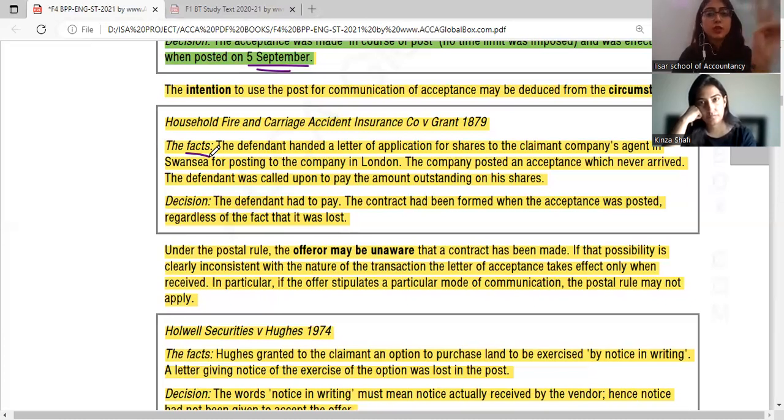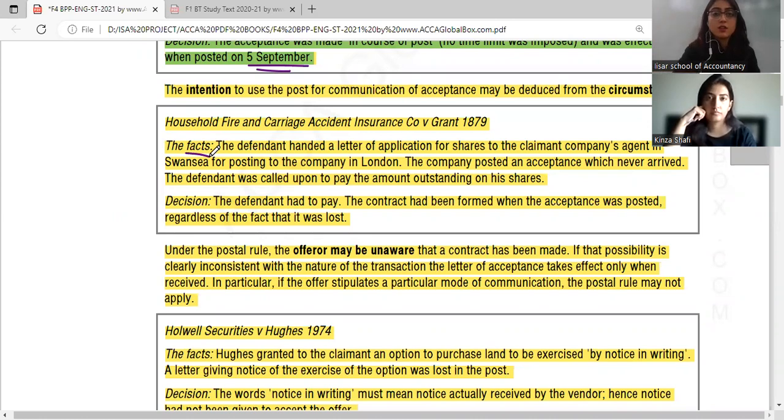What are the two general laws for acceptance? Number one, it must be communicated to the offerer. Number two, all the terms must be agreed upon. So that makes it the general law for acceptance. And what is the exception? The exception is the postal rule, that over here, the communication to the offerer is not necessary. What is necessary? That you post it within the date. Once it is posted, and it must be in the contemplation of both the parties that the acceptance will come through post. That's it. That is the exception.